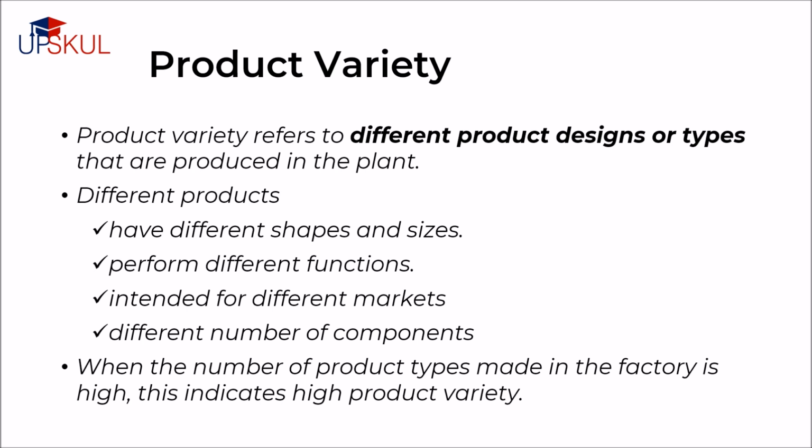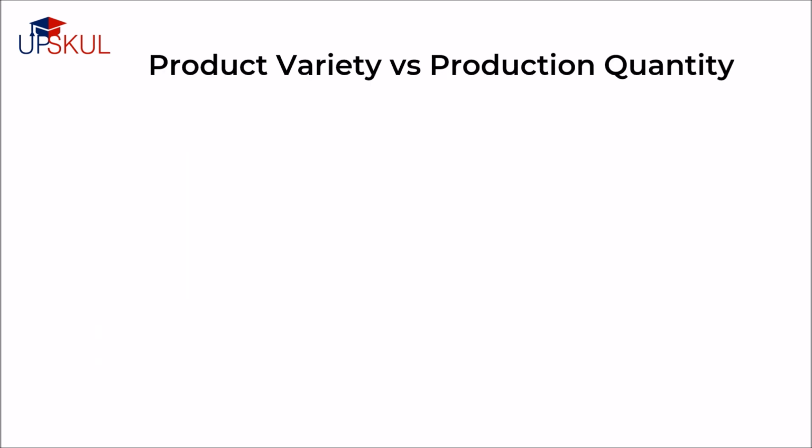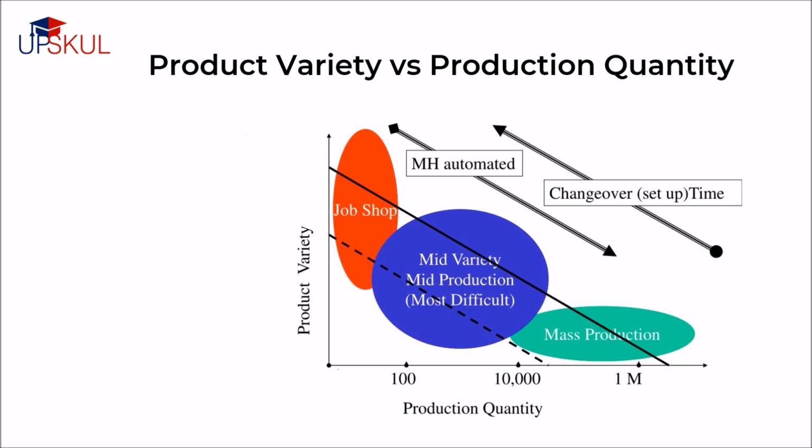There is an inverse correlation between product variety and product quantity in terms of factory operations. If a factory's product variety is high, then its production quantity is likely to be low. But if the production quantity is high, then product variety will be low. Manufacturing plants tend to specialize in a combination of production quantity and product variety that lies somewhere inside the diagonal band.